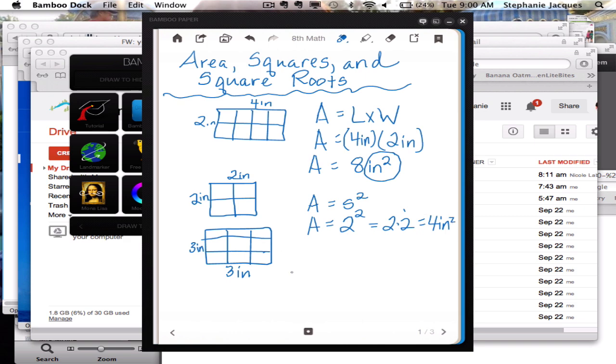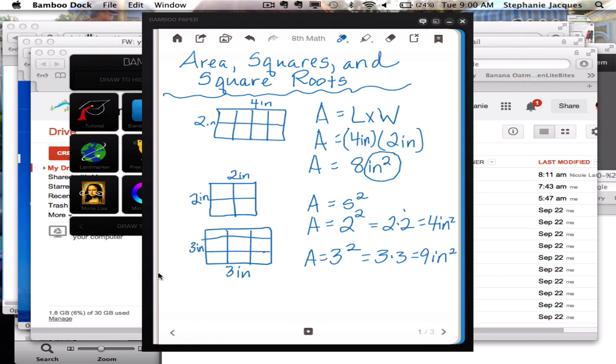Let's look at the next one. So you have area equals 3 squared. And so I'm really going to have 3 times itself twice. So 3 times 3. So I have 9 inches squared. So that's how you find the area of an object.